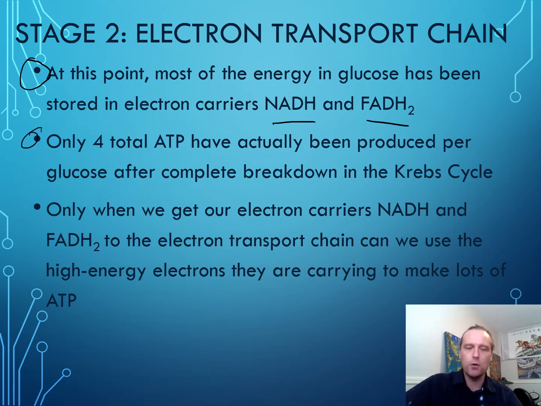Only 4 total ATP have actually been produced for glucose after complete breakdown in the Krebs cycle. So again, that's very little. It's not that much. Don't have to memorize all the numbers. Just very little, we're going to say. Only when we get our electron carriers, NADH and FADH2, to the electron transport chain can we use the high energy electrons they are carrying to make lots of ATP.